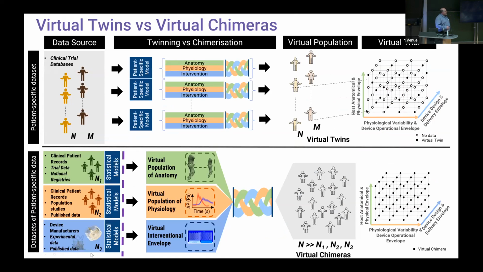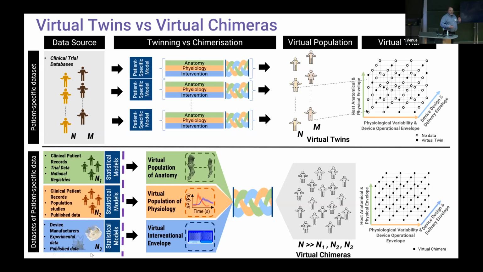So, digital twins and virtual chimeras. Digital twins, or virtual twins if you are a bit into that jargon, is a digital replica of a physical entity where there is a real-time connection between the two. In patients, most of the time it's not true. There is no real-time connection. But we call them digital patients anyway.